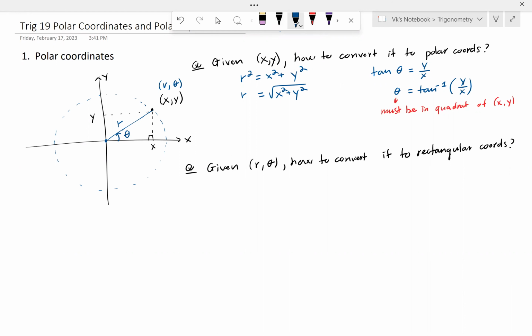Second question, given the point (R, theta), how do we convert it to rectangular coordinates? Well, we see that the sine of the angle theta is Y over R. That tells us that Y is R sine theta. Cosine of theta is X over R. That tells us that X is R cosine theta. Pretty cool. Let's do some examples.